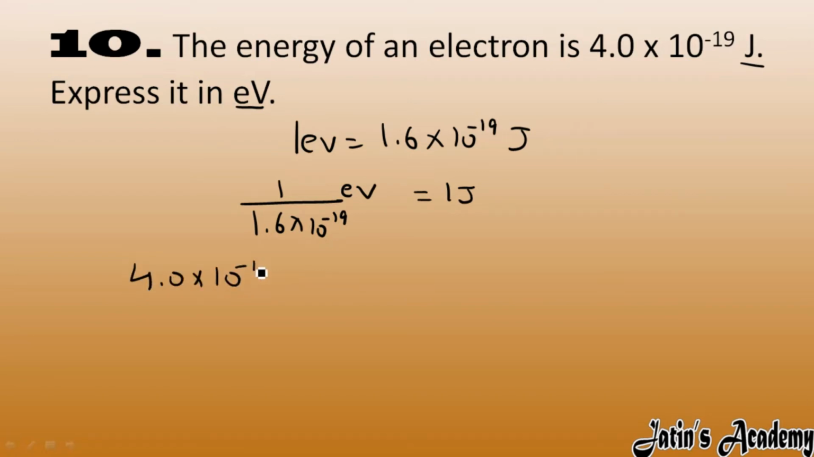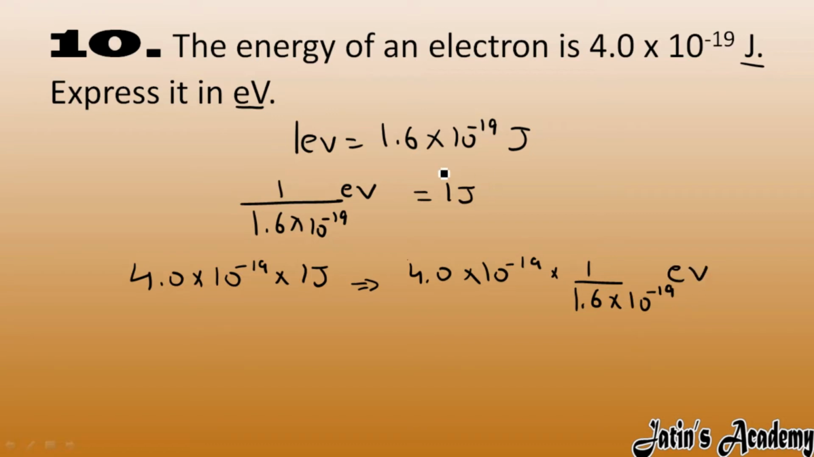So now what we will do here, we will write 4.0 into 10 raised to power minus 19 into 1 joule. So we have separated this joule. The 1 joule value we have in electron volt, put directly. So 1 joule is 1 over 1.6 into 10 raised to power minus 19 electron volt. This 1 joule I have replaced with this value. So this minus 19 cancels out.